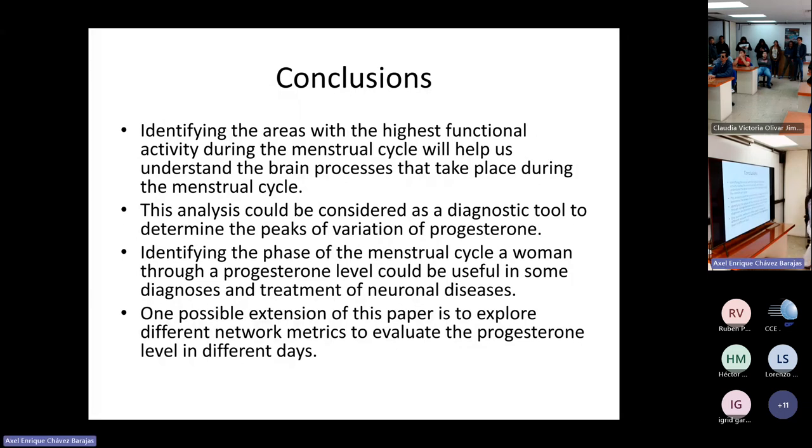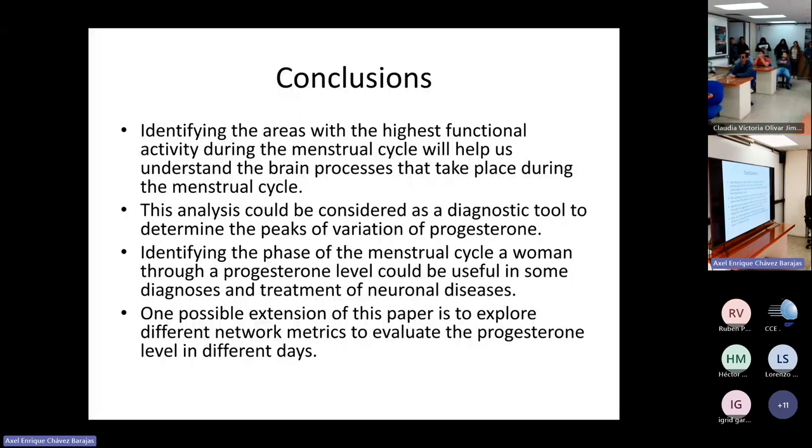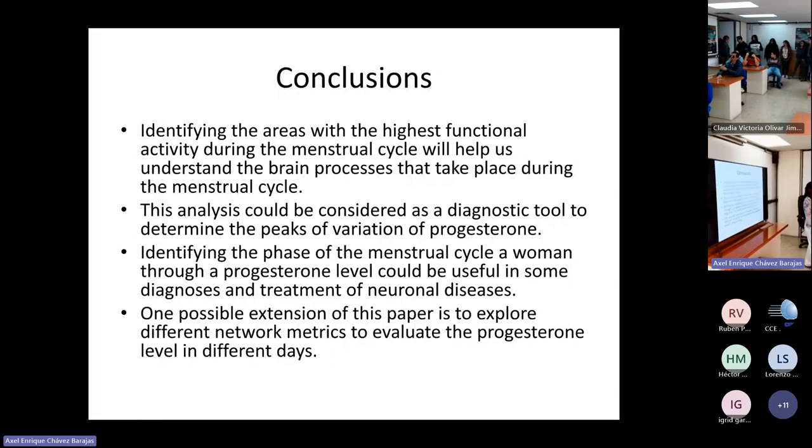So as far as I understood, you are using a public database. Yes, a public database. And now you plan to use your own database. Yes, but it's very expensive. We submitted that project to UNAM and they gave us the money. This week we got another database of many women across the full menstrual cycle, but on some specific dates.